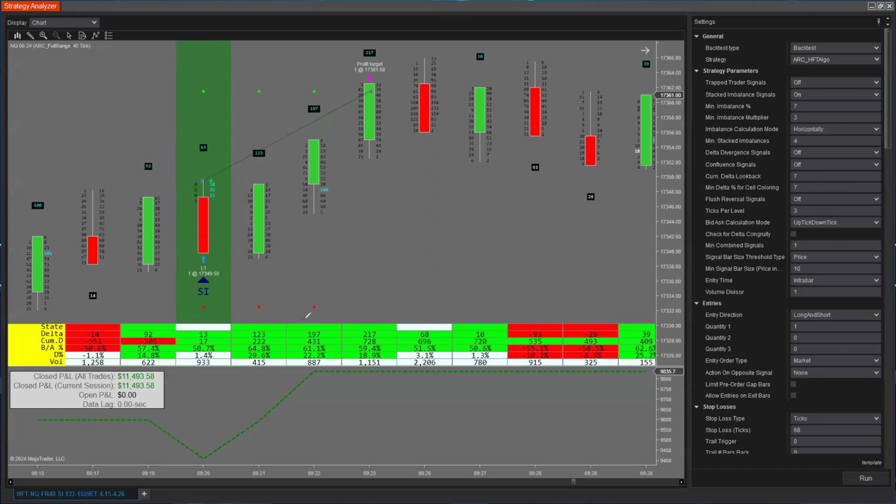If you have positive net delta, positive cumulative delta, positive bid-ask percent, and positive percent delta, and not only that, it's greater than the requirement, if all those factors are true, the state is going to be green. You're going to get a confluence signal, assuming that the previous state was not green. Okay, so that's our confluence signal.